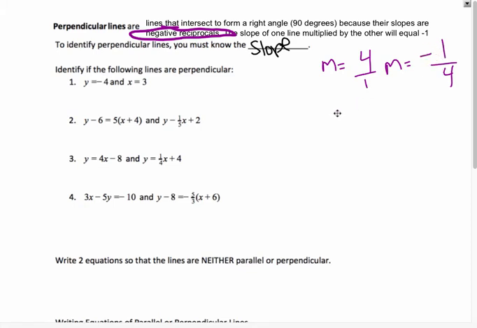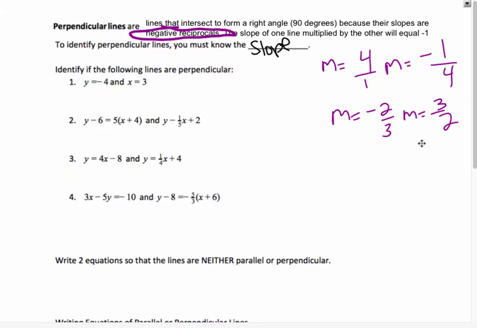All right, so what's the negative reciprocal of negative 2/3? Well, that would be positive 3 over 2. So when I multiply these two, I get -1. -2 times 3 is -6. 3 times 2 is 6, and -6 divided by 6 is -1. Okay? So if I have this slope and this slope, then they would be perpendicular.